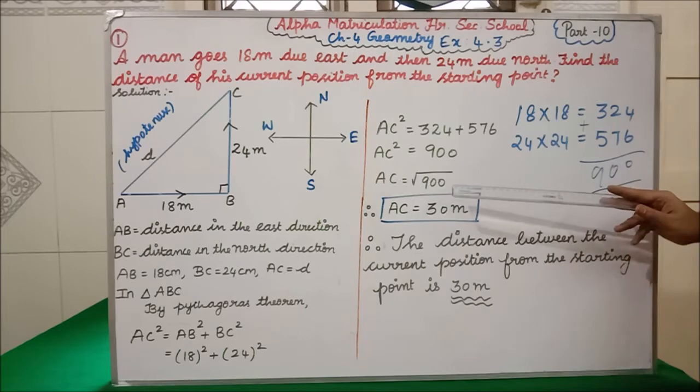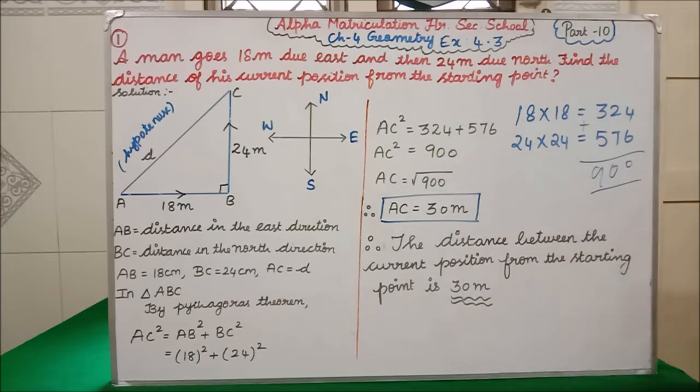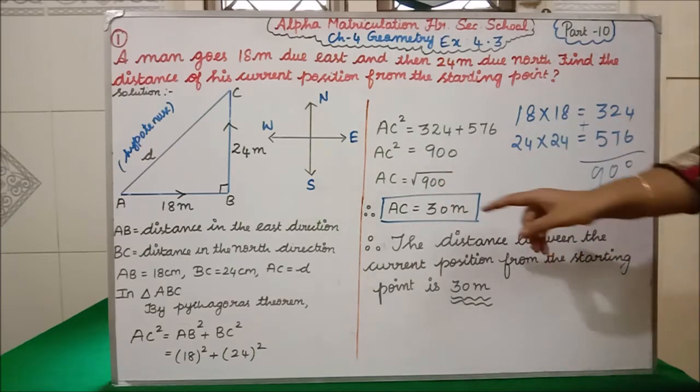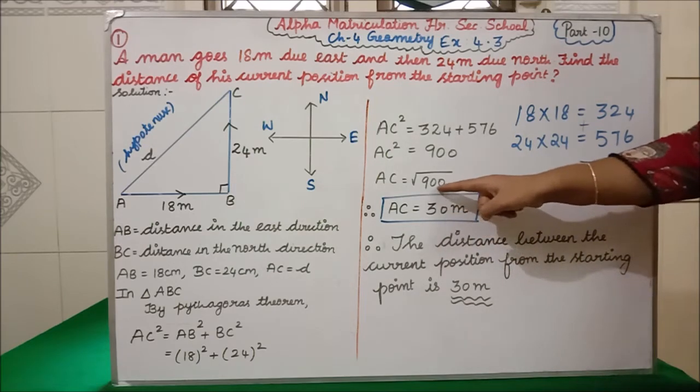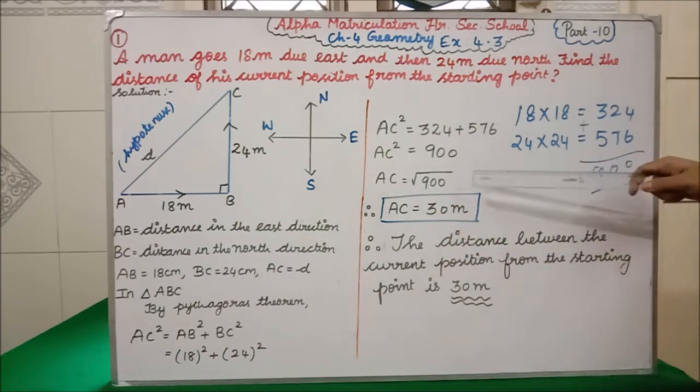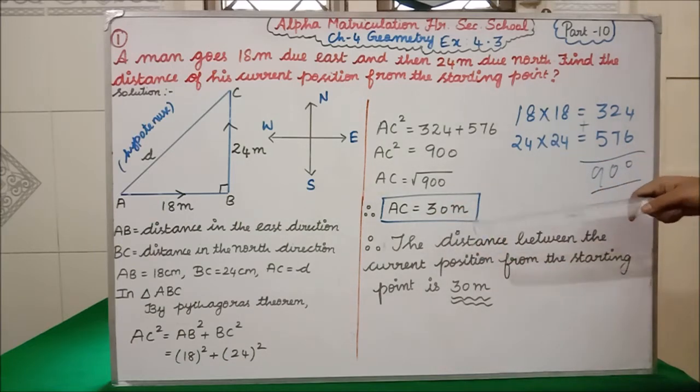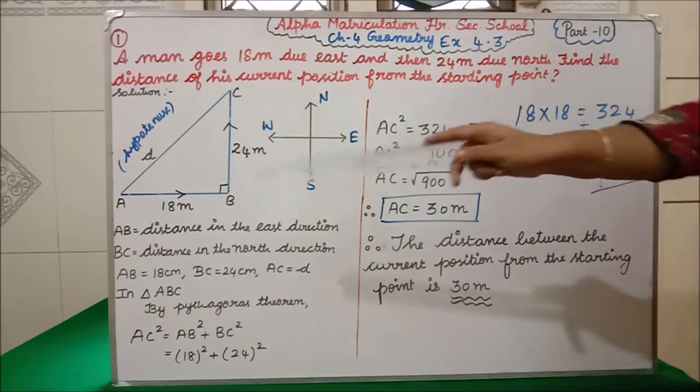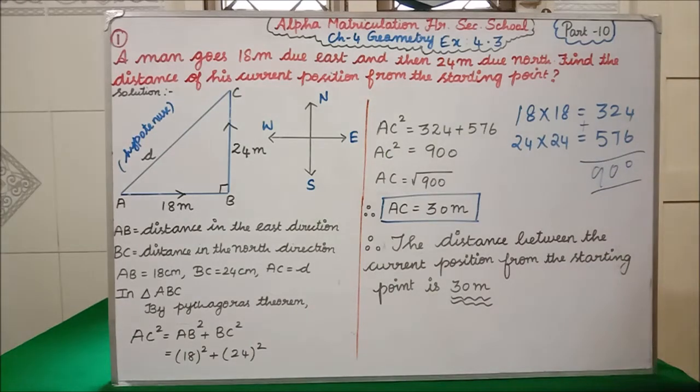Clear? What is the square root of 900? We can say, what is the square root of 9? 3. And for the 0 0, in the square root we have to take it as 1 0, so you write 1 0. So now what is the answer? The square root of 900 is 30. So AC equals how many meters? 30 meters. From the starting point to his current position he has travelled 30 meters. Clear, students? Therefore, the distance between the current position and the starting point is 30 meters. Clear, all of you?